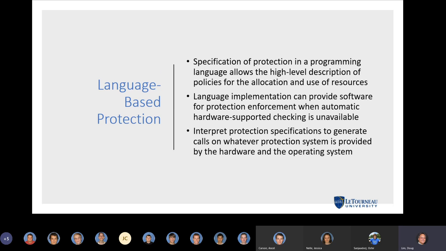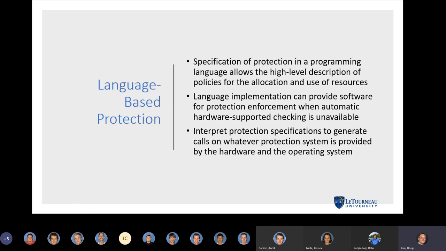And then we have language-based protection. Specification in the protection is actually provided by capabilities of the language or features of the language. The language can provide software protection enforcement when automatic hardware support checking is unavailable. You interpret the protection specifications to generate calls on whatever protection system is provided by the hardware and the operating system.